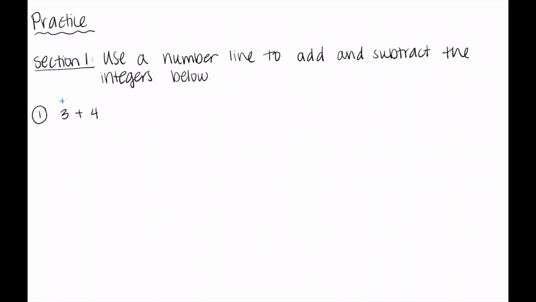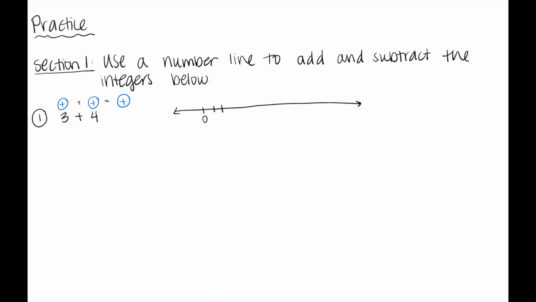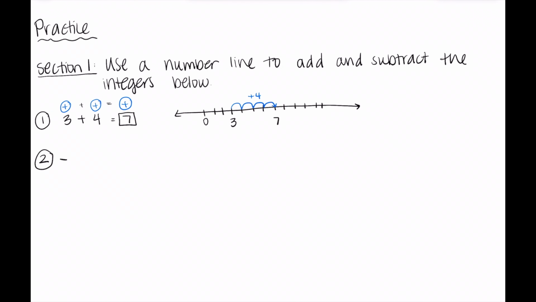So for number 1, super simple, we have 3 plus 4, and we're going to use a number line to answer this. We know that 3 is positive, we know that 4 is positive, so we're expecting a positive answer. Let's go through. We always start off with our 0. We'll label our 3, that's our starting point, and then we are adding 4. So I'll go ahead and mark that with blue, and we are adding 4. When we add 4, that takes us to 7, and 7 is positive, so that would be our answer for number 1. We know how to add positive integers, so that one's not bad.